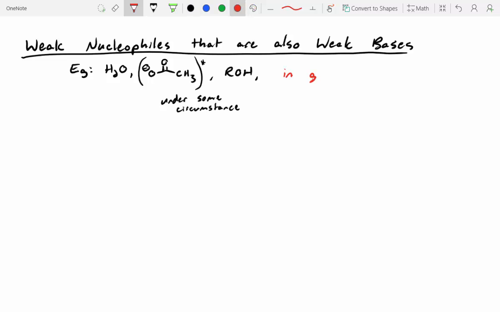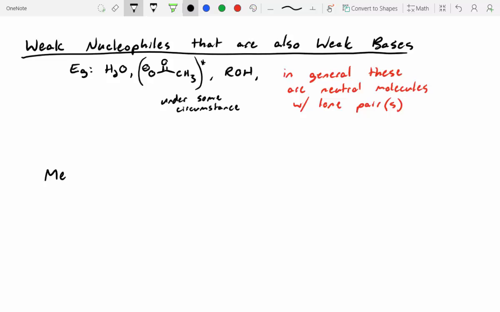So in general, these are neutral molecules with a lone pair, or lone pairs for that matter. All right, so let's come up with that same sort of list again. We've got methyl, we've got primary, we've got secondary, and we've got tertiary.